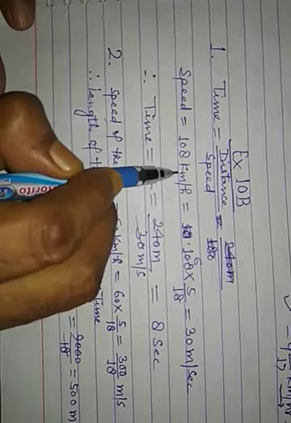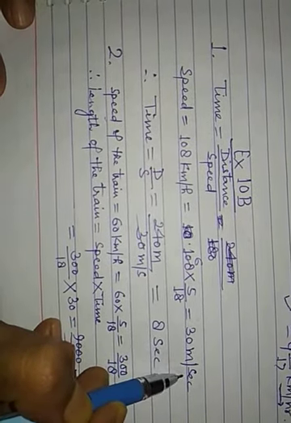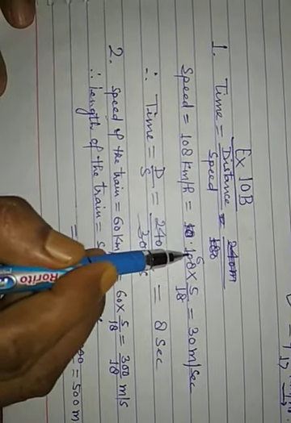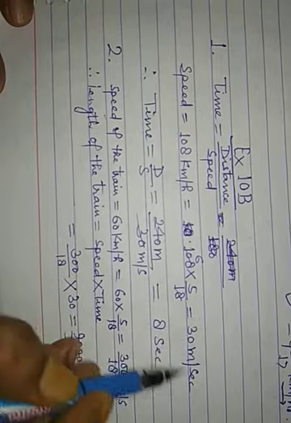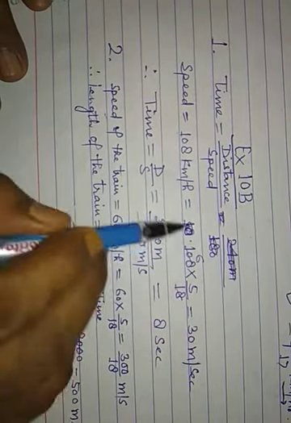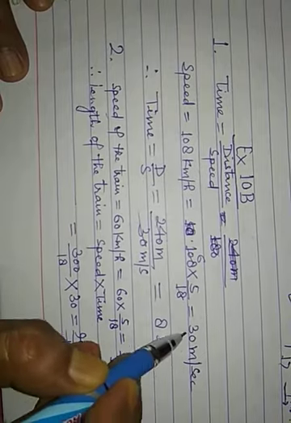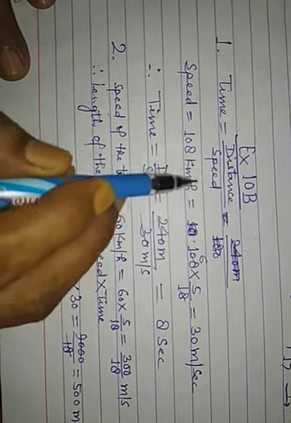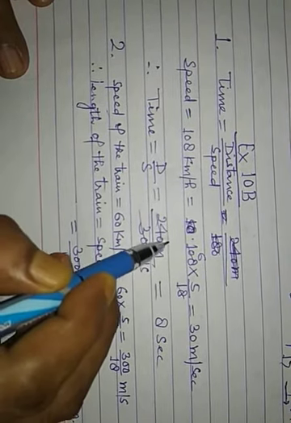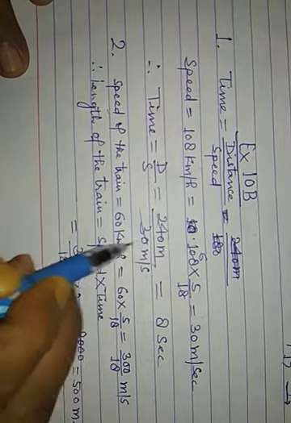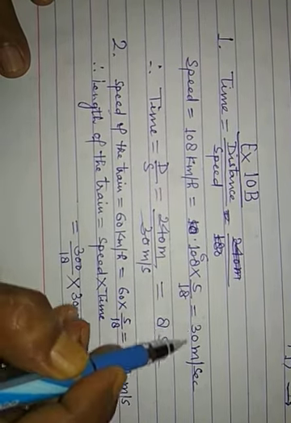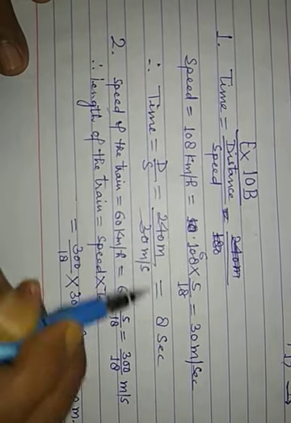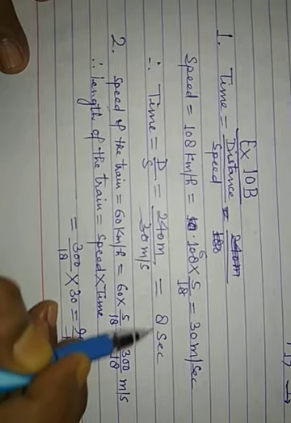So 108 km per hour can be changed into meter per second. So 108 into 5 upon 18. 18 6 ja 108, 6 5 ja 30. So 30 meter per second. Speed 108 km per hour is equal to 30 meter per second. And time is distance upon speed. Distance is 240 meter upon speed 30 meter per second. So 240 upon 30. So 0 and 0 will cancel. 3 8 ja 24. So 8 seconds. So this is the time.